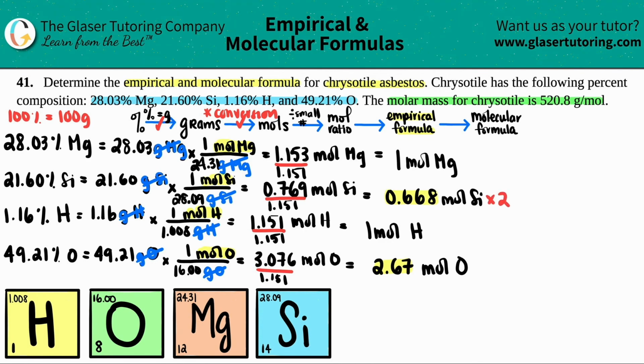So if I times this number by 2, 0.668 times 2, I get 1.336. That's not close enough. That's not a whole number. So I can't do times 2. I'm going to go to the next number, and I'm going to keep going until I find on my calculator a number that is very, very close to a whole number. So 0.668 times 3, in this case, I get 2.004. This is very close to 2. So I can stop here. So now I have 2 moles of silicon.